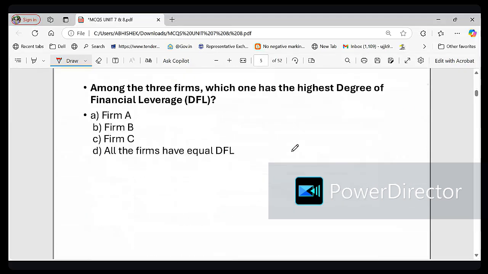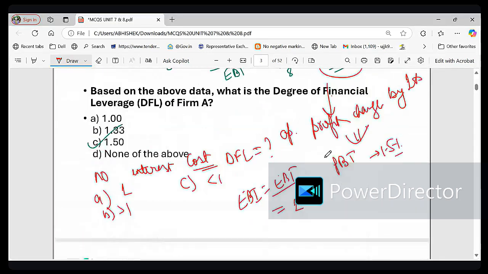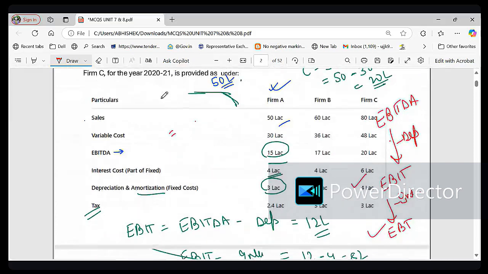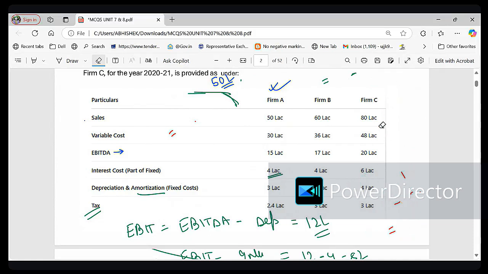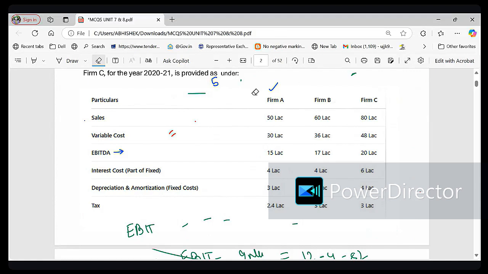Question number 2. Among the 3 firms, which one has the highest DFL? Firm A, Firm B, Firm C. For Firm A, we have just calculated DFL, it is 1.5. Can you calculate the same for Firm B? Please write in the chat box how much you are getting for Firm B. Once you calculate the DFL for each firm, only then can you say which one has the higher degree of financial leverage. So what is the DFL for Firm B? Please calculate.